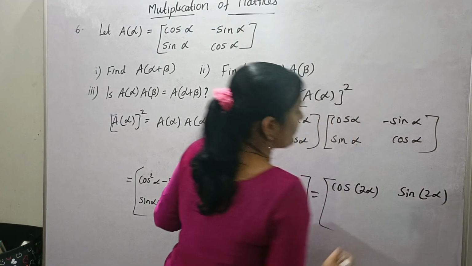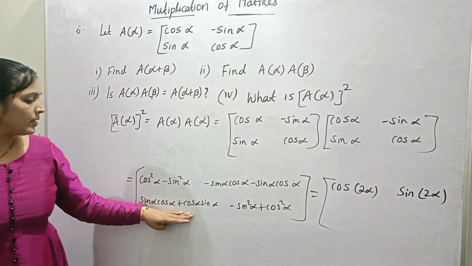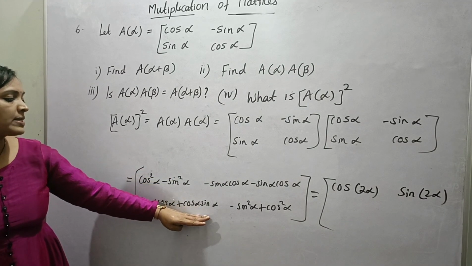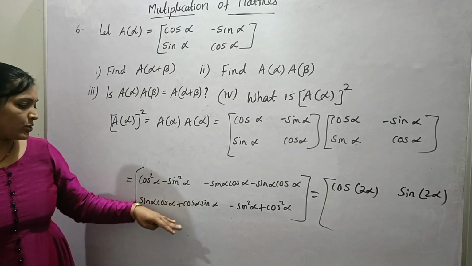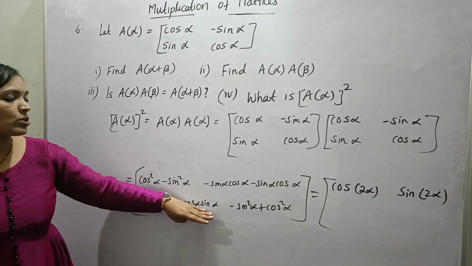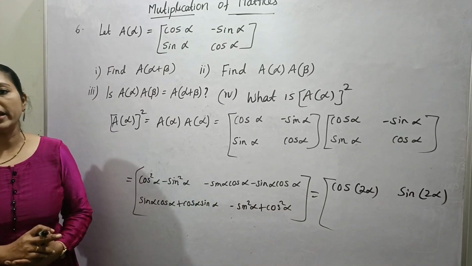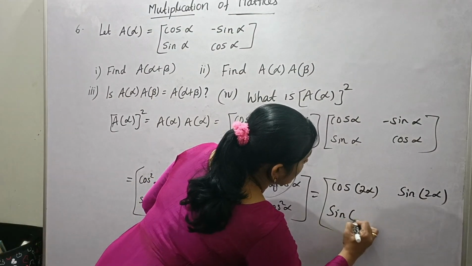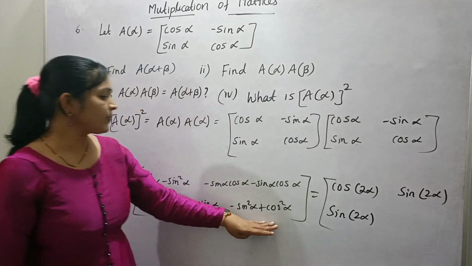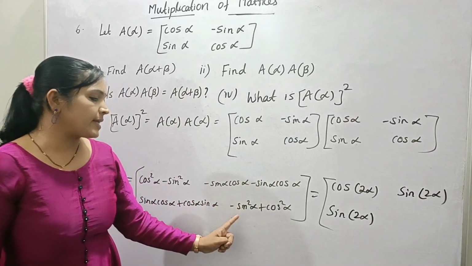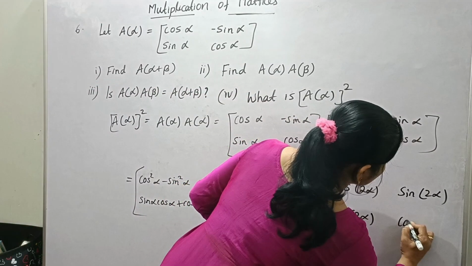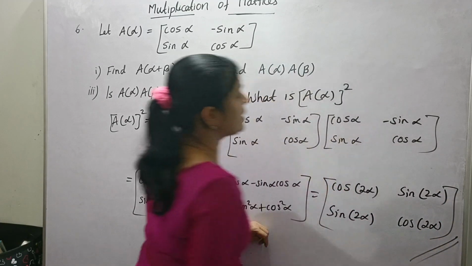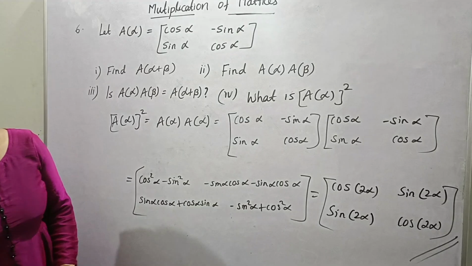Sin 2 alpha. Okay. So here, sin alpha cos alpha plus cos alpha sin alpha, no minus. Okay. Sin alpha cos alpha plus cos alpha sin alpha is nothing but 2 sin alpha cos alpha, that is sin 2 alpha. Here cos square alpha minus sin square alpha, that is cos 2 alpha. So that is A of alpha whole square.